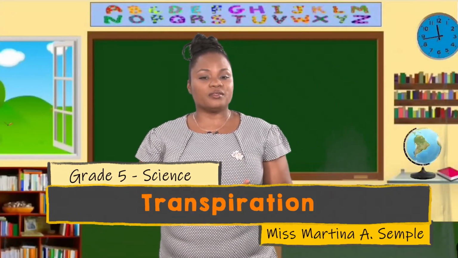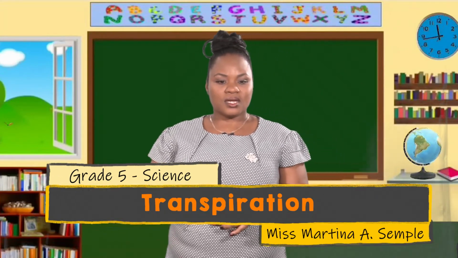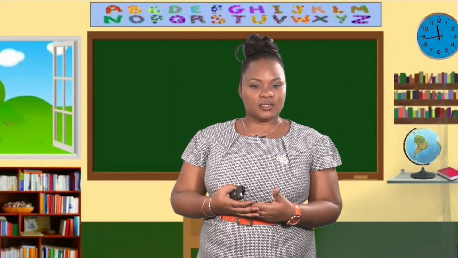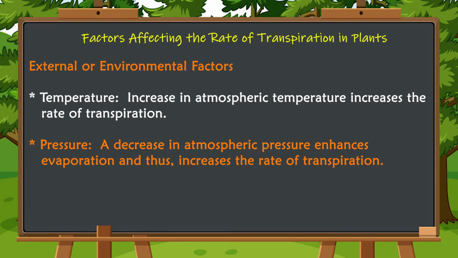Let us now look at the external or environmental factors: temperature, pressure, light, relative humidity. Let us go through these a little further. Temperature. Increase in atmospheric temperature increases the rate of transpiration. Pressure. Decrease in atmospheric pressure enhances evaporation and thus increases the rate of transpiration.